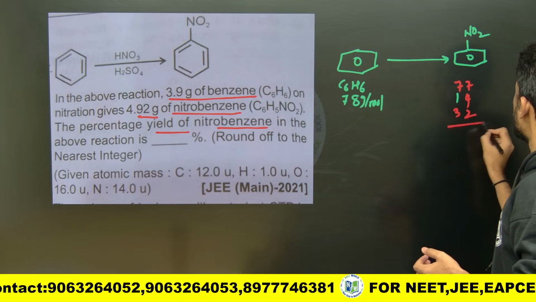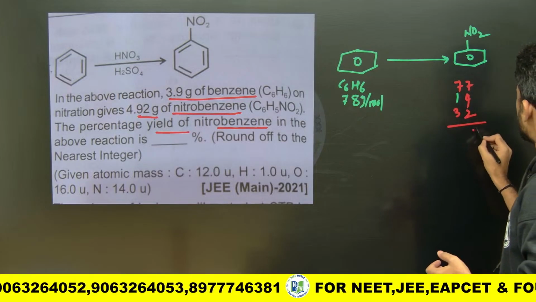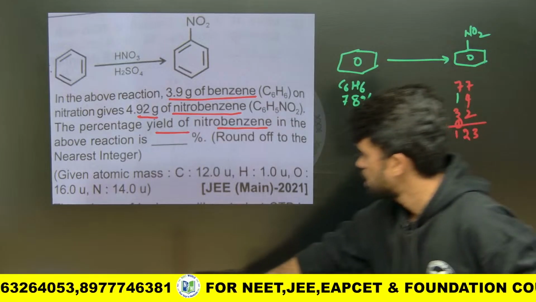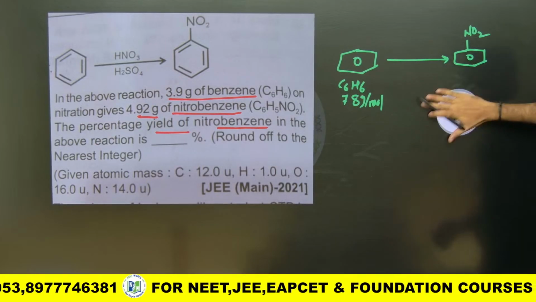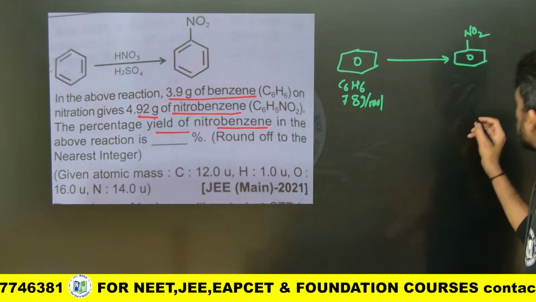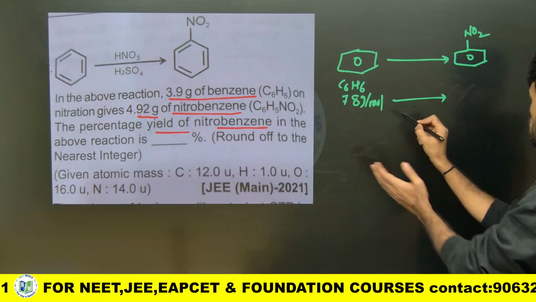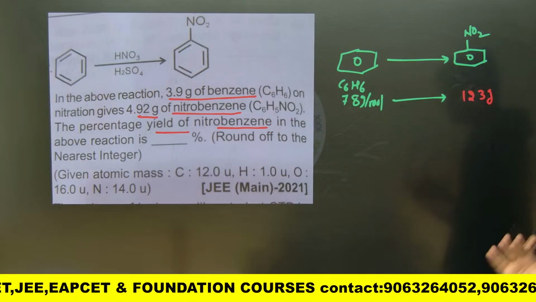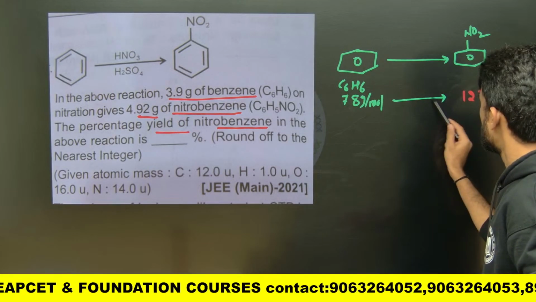So it will be how much? 123 is the molar mass of this particular nitrobenzene. So benzene converted into nitrobenzene: 78 grams yielding 123 grams of nitrobenzene. Hope up to here there is no confusion, right?